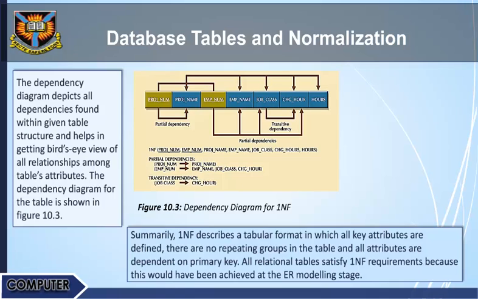Summarily, 1NF describes a tabular format in which all key attributes are defined. There are no repeating groups in the table and all attributes are dependent on the primary key. All relational tables satisfy 1NF requirements because this would have been achieved at the ER modeling stage.